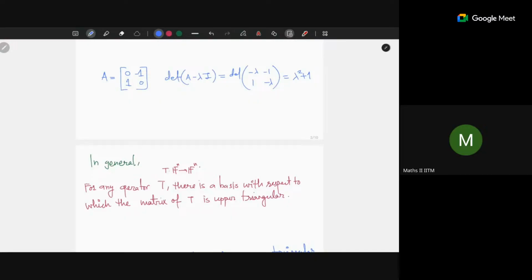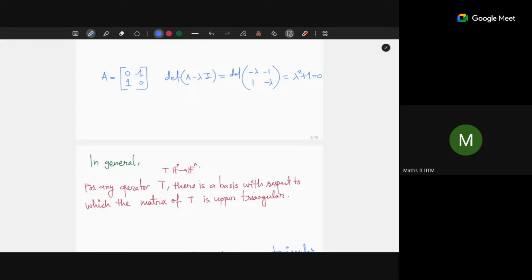Now, what is lambda squared plus 1? Does this have any real solution? No. Lambda equal to 0 is not a solution. Lambda will be plus or minus i. So it does not have any real solution, but it can have a complex solution.